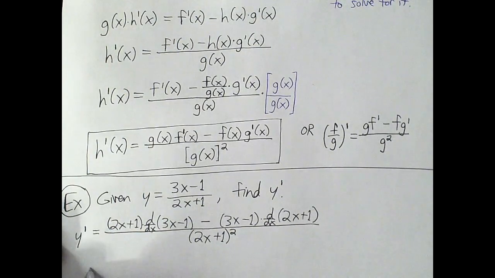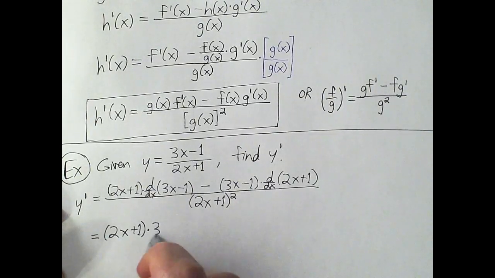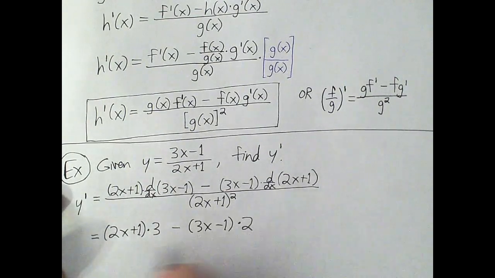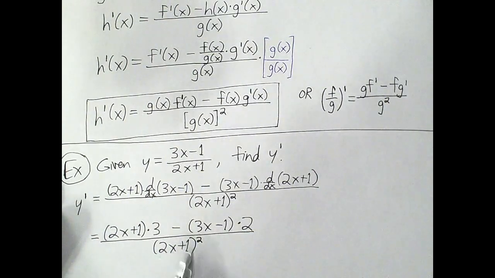So in math, we like it when we take a problem and break it down into smaller problems like that. So this is going to be (2x plus 1) times 3. And this is going to be (3x minus 1) times 2. All of that is still over (2x plus 1) squared. I'm not expanding that out. I'm just leaving the denominator the way it is. So there's no more d/dx's in the answer. So in a way, you could say that we did differentiate and we did find y prime, and anything that's left is just considered simplifying.